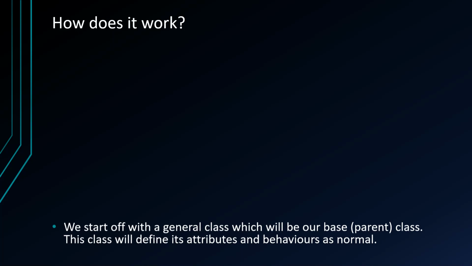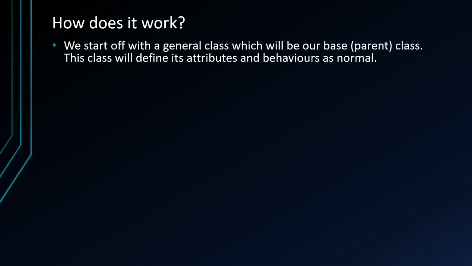So how does this all work? How do we do this? Well, we start off with a general class. This is going to be our base class. This class is going to define all of its attributes and behaviors just as normal, like it would if it were just an isolated class all on its own.